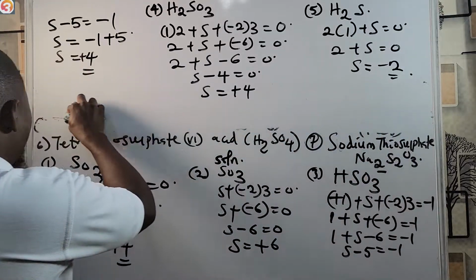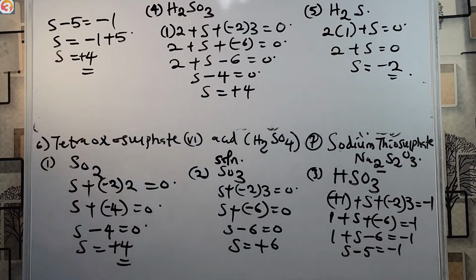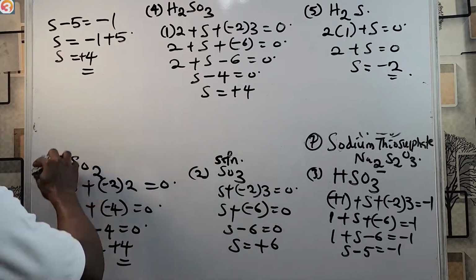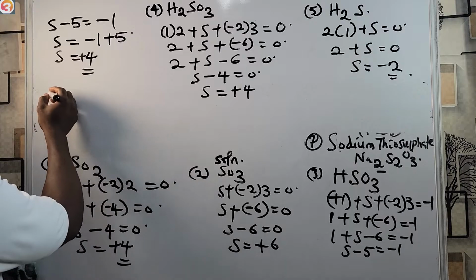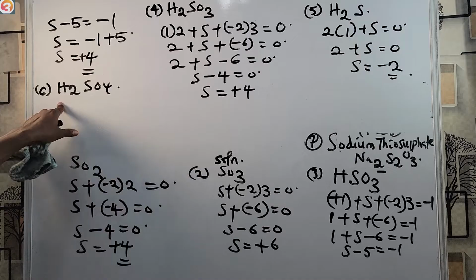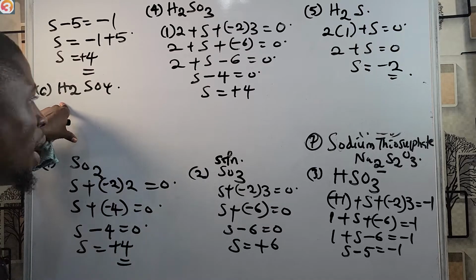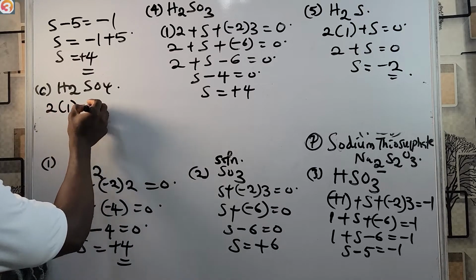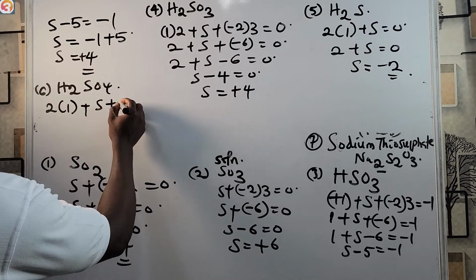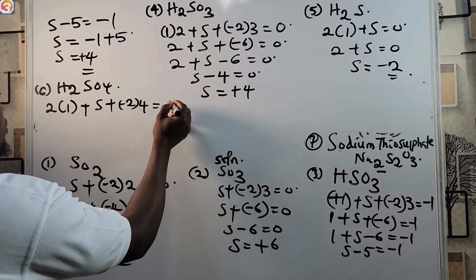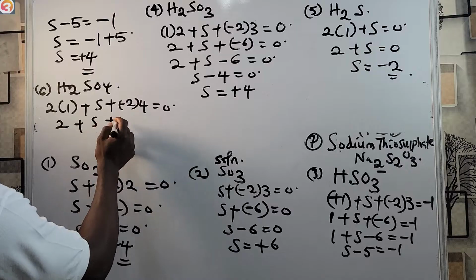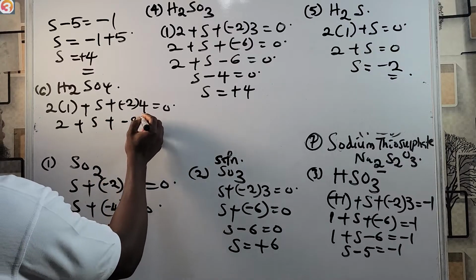Now let's look at the next one, tetraoxosulfuric acid, H2SO4. So that's number 6. Same thing: the oxidation state of what? Hydrogen here is +1, so you have 2 into 1, plus sulfur S, plus my oxygen is -2, so I have -2 into 4 is equal to 0. Very simple. So 2 times 1 is 2, plus S, plus -2 times 4 is -8, equal to 0.